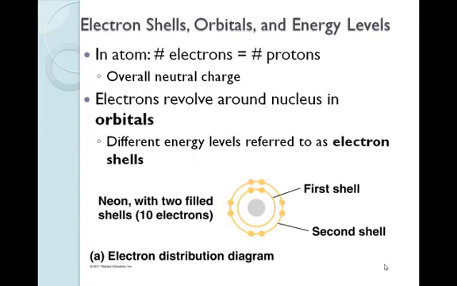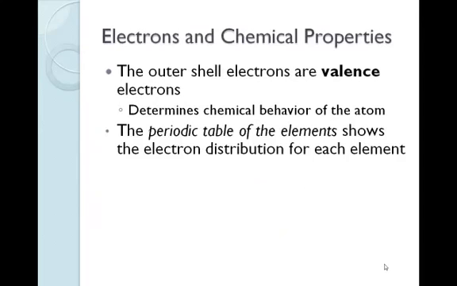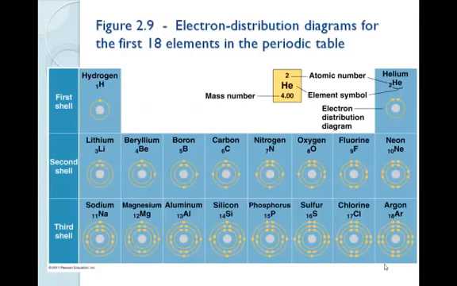The first electron shell can only hold 2 electrons, and the other 8 electrons are held in the second shell. The outer shell electrons are called valence electrons. The outer shell valence electrons determine the chemical behavior of an atom. The periodic table of elements shows the electron distribution of each element.